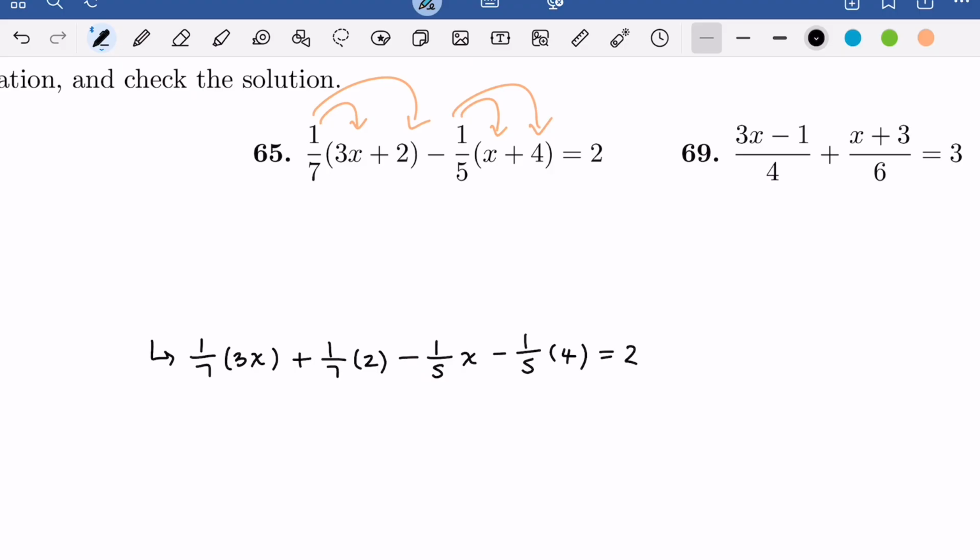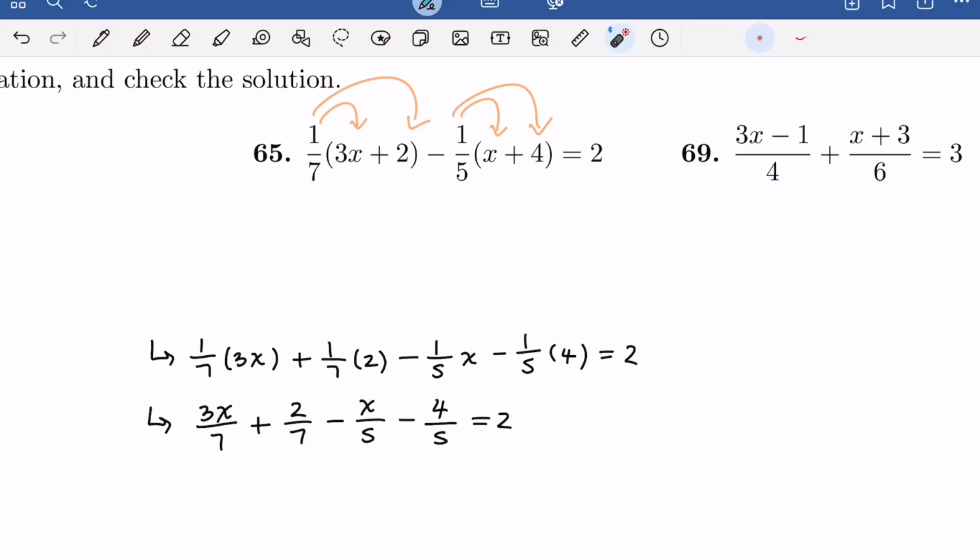Now let's try to simplify this a little bit further. 1/7 times 3x is going to be the same thing as just 3x over 7. Similarly, we have 2/7, then -x/5, and then -4/5. Okay, so just simplifying this a little bit further. Now, before we can combine any like terms, we're going to have to find the least common denominator for the values in our denominator here, so 5 and 7. Now, we abbreviate this with LCD. So the least common denominator of 5 and 7, this is going to be 35.